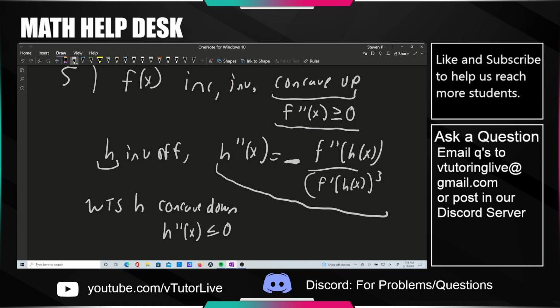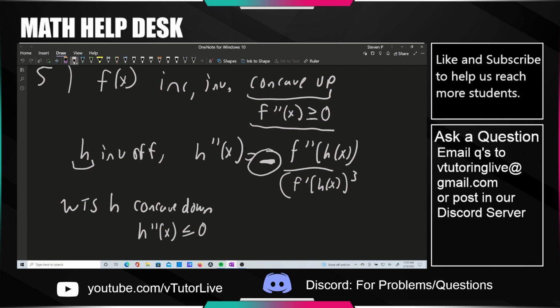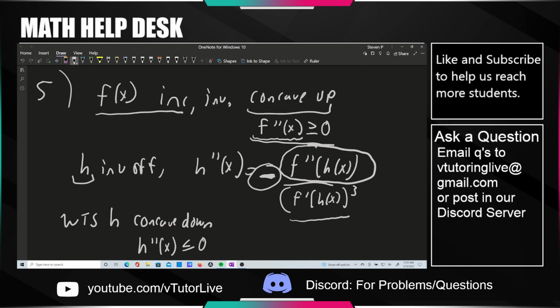They tell you what h double prime of x looks like. And you have this negative sign over here. And you know something about this numerator, right? We were told that the numerator, f double prime, is always greater than or equal to 0. And as for the denominator, f prime, we're told that f of x is increasing. So we know something about the sign of f prime.